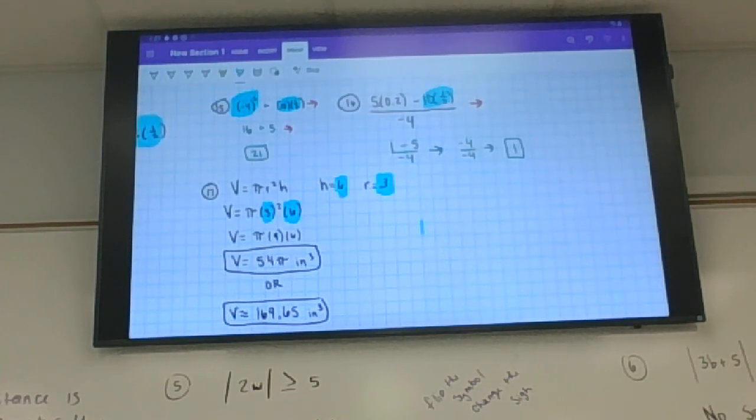So 18 is rational. Rational and real. Either one is fine.